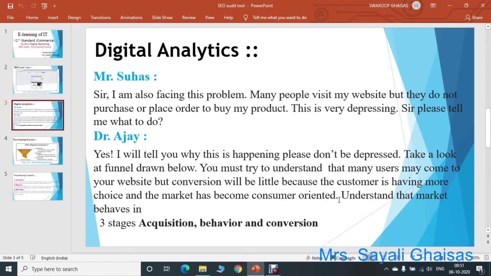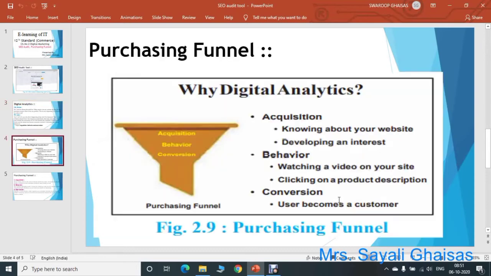Why? Because users have many choices, many different similar sites will be available there, which may give them more discount, many offers will be there, and that's why they are not buying the product from your site. So that particular process follows the three stages, that is acquisition, behavior and conversion, which is called a purchasing funnel. See here the diagram of the purchasing funnel.